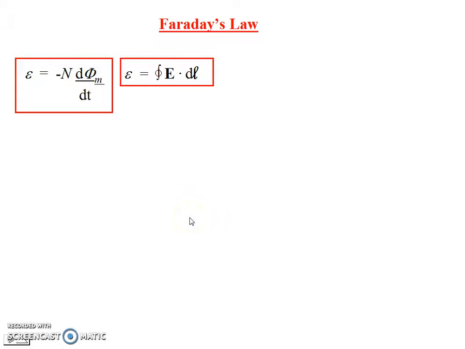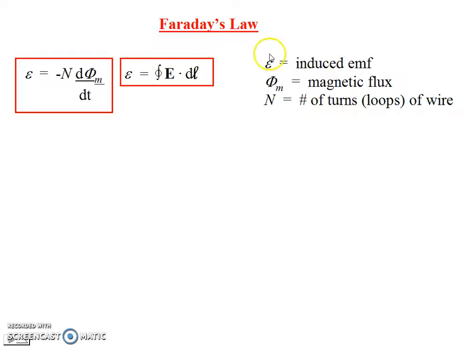So just make sure we're clear on our terms here. The EMF here is the induced EMF. This is not necessarily the emotional EMF we've talked about before, although we will be making a relationship between the two. Φm, again, is magnetic flux, and capital N is our usual number of turns or loops of wire. Sometimes you'll see this equation written without the capital N. I like to always include it to account for the fact the wire may be looped around multiple times.